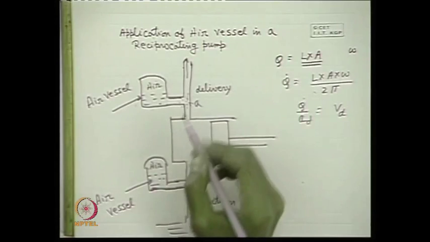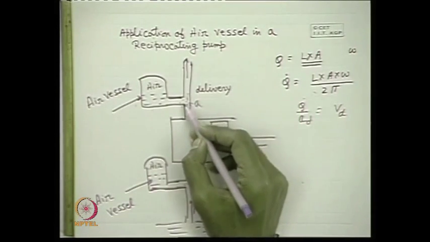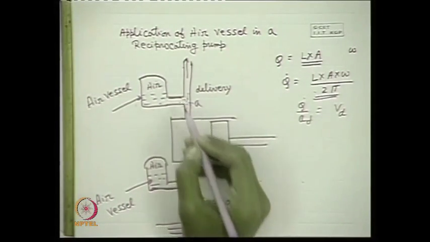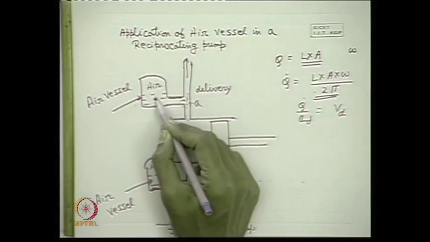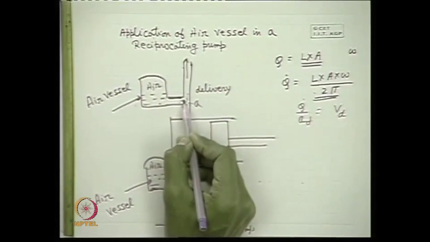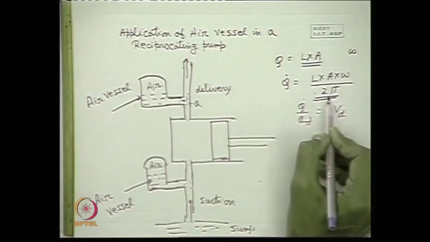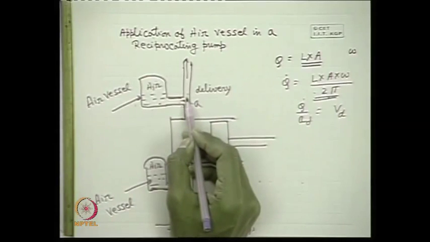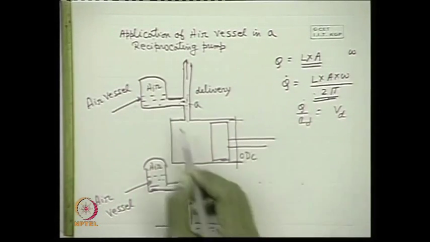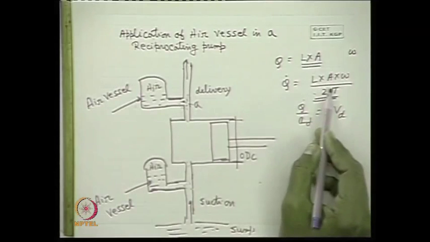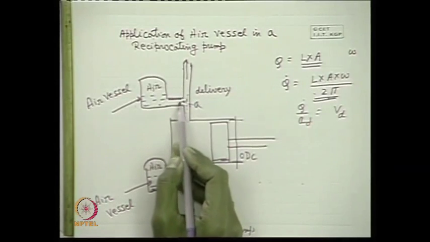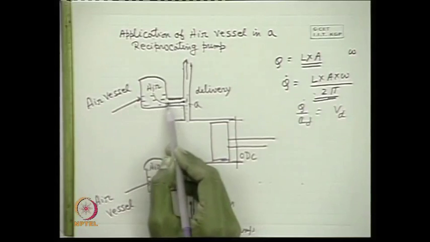Now, let us consider the delivery side. When the flow is very high, that means more than the mean discharge, the pressure here is more, so the liquid rushes to the air vessel. The pressure of the air is so adjusted that it equates to the pressure corresponding to the mean discharge. Whenever the discharge is more than the mean discharge, at the beginning of the delivery stroke when the piston starts from its ODC, the discharge rises, there is an acceleration, and the flow rate increases. During that period, the extra water flows into the air vessel.